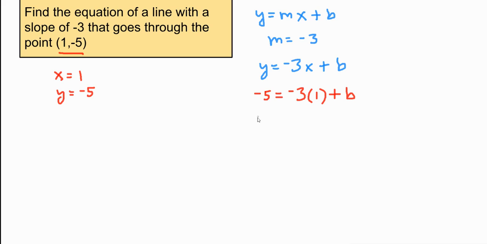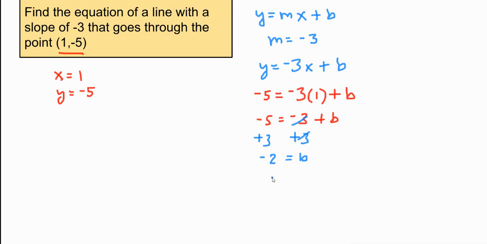So let's simplify this. -5 equals -3 times 1, that's just -3, plus b. Now, since b isn't being multiplied by anything, we have a pretty simple step here to simplify and find out what b is. Since -3 was being added to b, we want to add +3 to both sides. When we do that, it cancels out this. We are left with just b on the right and -5 plus 3, which is -2.